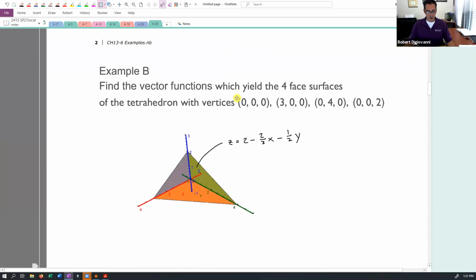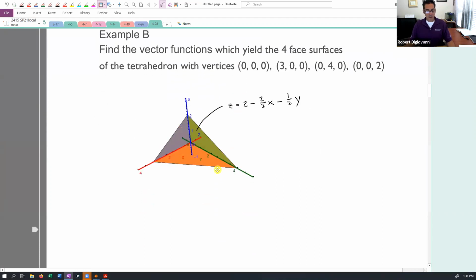The next one is this right here. Find the vector functions, plural, which yield the four faces of the tetrahedron with these vertices. We know from our past experience that if somebody gives us the vertices of something, we can take this point, this point, this point, we can get vectors, cross them, and get the equation of the plane, couldn't we? I've already done that. Here's the equation of that plane. I've done it to save us some time.